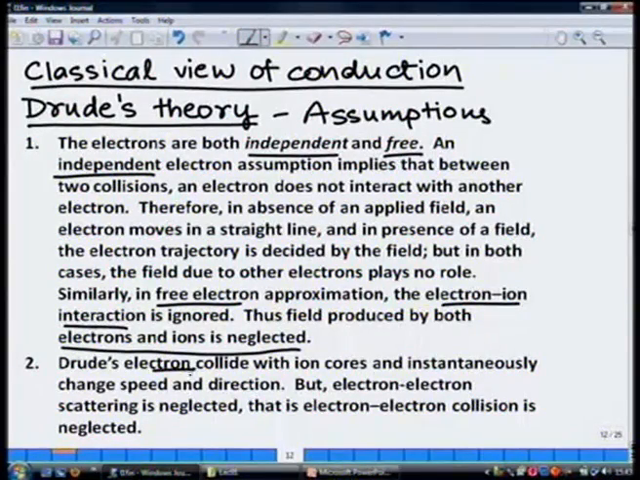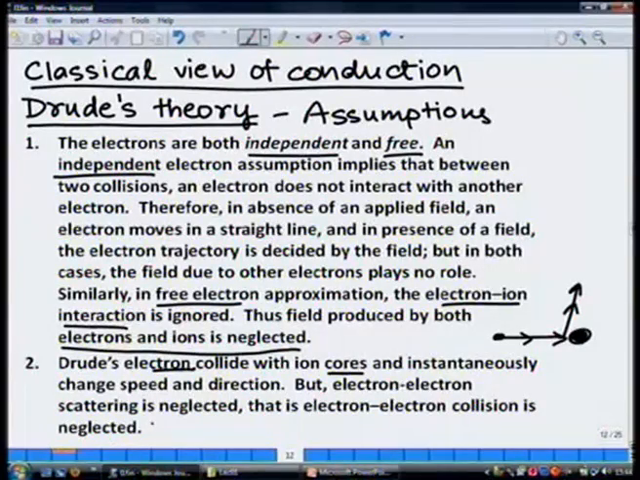Then these Drude electrons, about which he has made the assumption of independent and free, collide with ion cores. When they collide, what happens? Here is the ion core, and this electron comes and collides with it. Then it comes out with a changed speed and direction. Of course, this ion core is immobile, sitting heavy there. So scattering happens because of the ion core. The electron comes, hits it, and changes direction and speed. That is what happens in Drude's model, but electron-electron scattering is neglected.